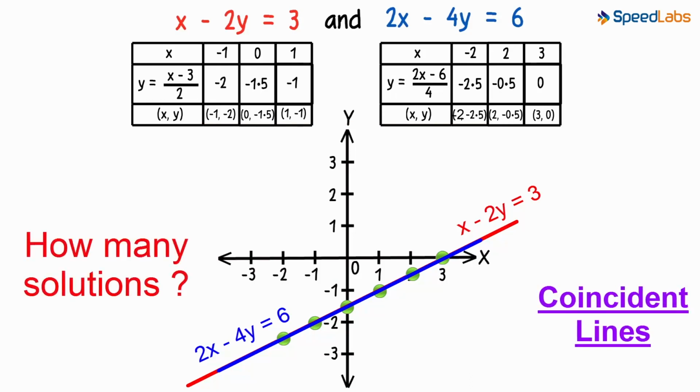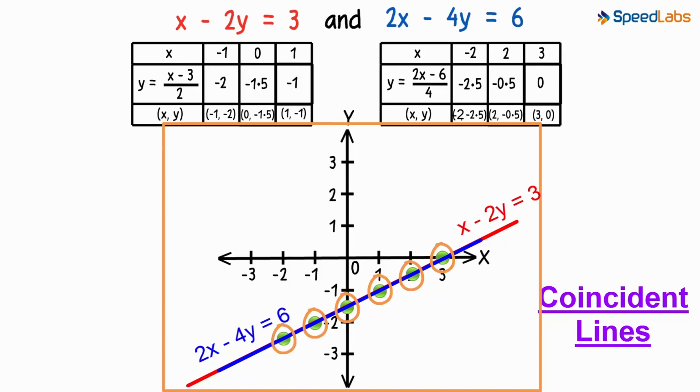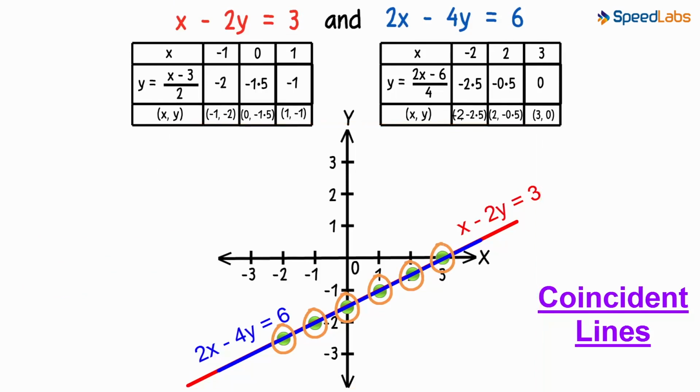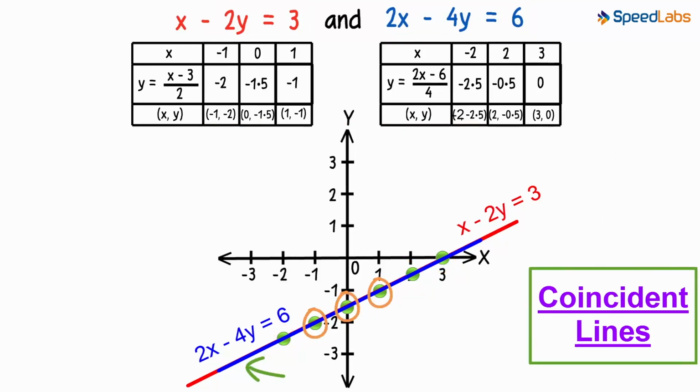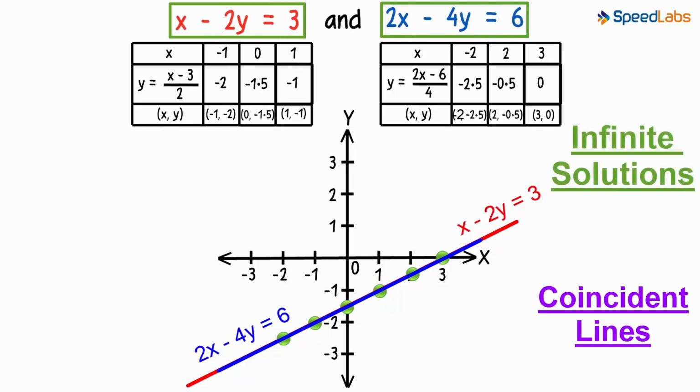Wait, how many solutions do you think this pair of linear equations will have? Look at it logically. All the points that lie on both the lines will be the solutions to this pair of linear equations. As the lines are coincident, all the points of one line will also lie on the other. And as a line has infinite points, this pair of linear equations will also have infinite solutions.